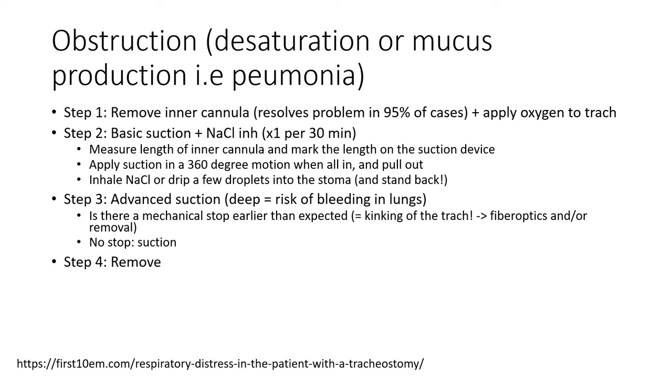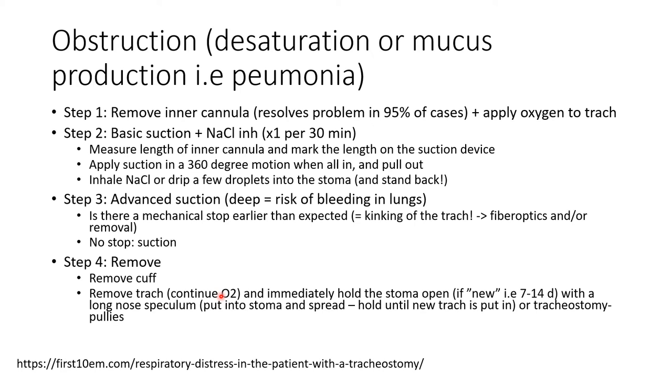Step four is actually to remove the outer cannula. And remember now that if it's a really new stoma, then you have to put something else into the stoma, and that might be a long nasal speculum. So for removal, you'll decuff the patient, and then you'll just remove the trach and continue to have O2, like oxygenation of the stoma, while you have something in it for holding it open. And then you will put in a smaller tracheostomy after that. Or you will intubate with a tube through the stoma. Sometimes, if that's not an option, you might try to do it from above. It depends on the anatomical situation.